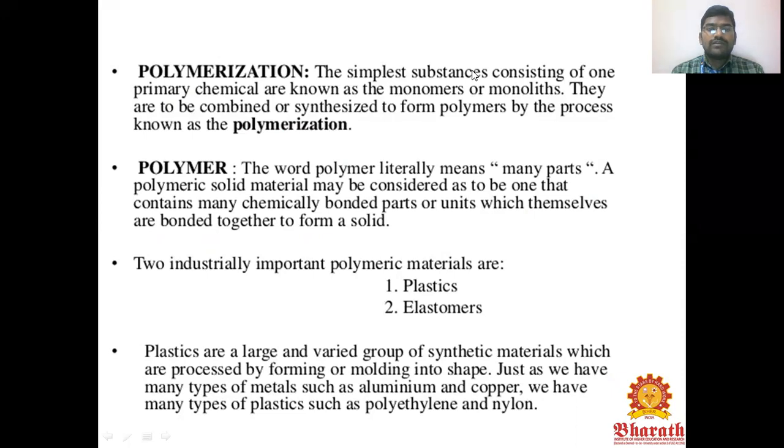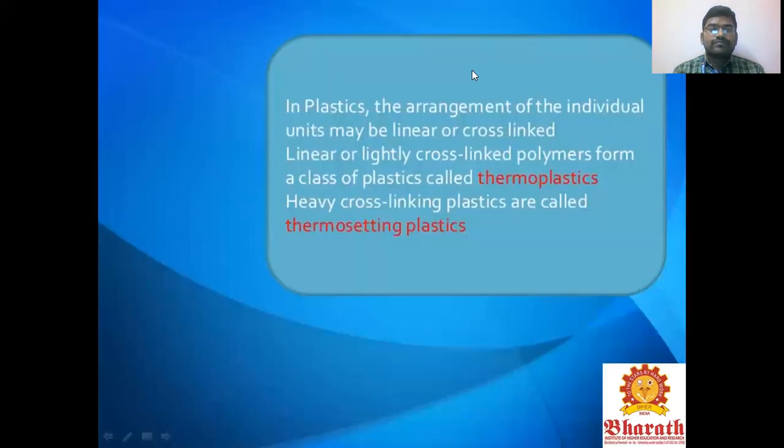The two industrially important polymeric materials are plastics and elastomers. Plastics are a large and varied group of synthetic materials which are processed by forming or molding into shape. Just as we have many types of metals such as aluminum and copper, we have many types of plastics such as polyethylene and nylon compounds.